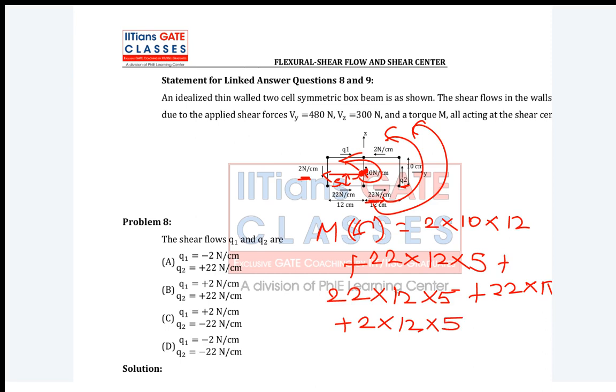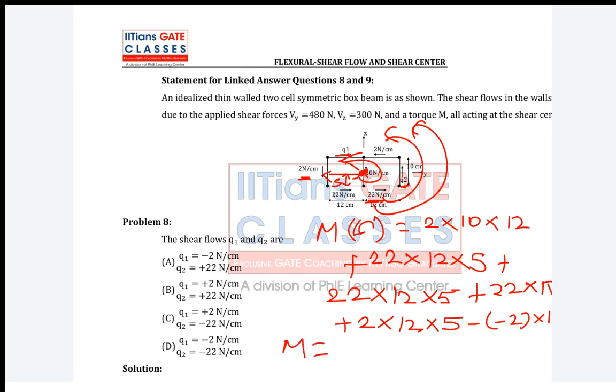It is going in this direction, but we got minus. So this means anti-clockwise. So minus into minus 2, length is 12, momentum is 5. The middle will not give any. So tell me the value of M.